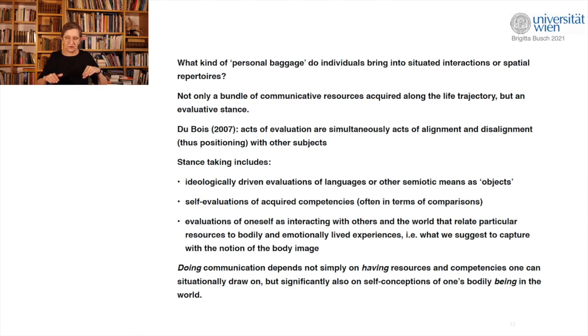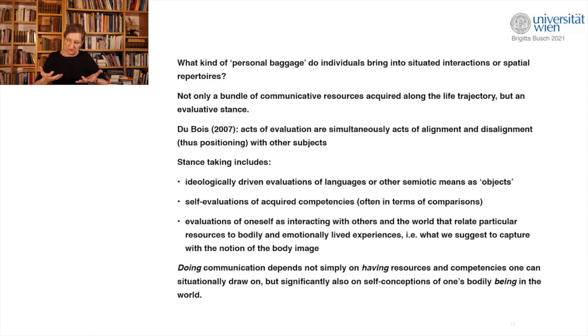As I showed in my presentation, it is not simply a bundle of communicative resources acquired along the life trajectory, but rather an evaluative stance. Stance taking vis-a-vis communicative resources includes ideologically driven evaluations of language or other semiotic means, e.g. statements about language as beautiful, useful, etc. It includes self-evaluation of acquired competences, often in terms of comparisons, evaluation of oneself as interacting with others and the world, that relate particular resources to bodily and emotionally lived experiences. That is what I suggested to capture with the notion of body image.